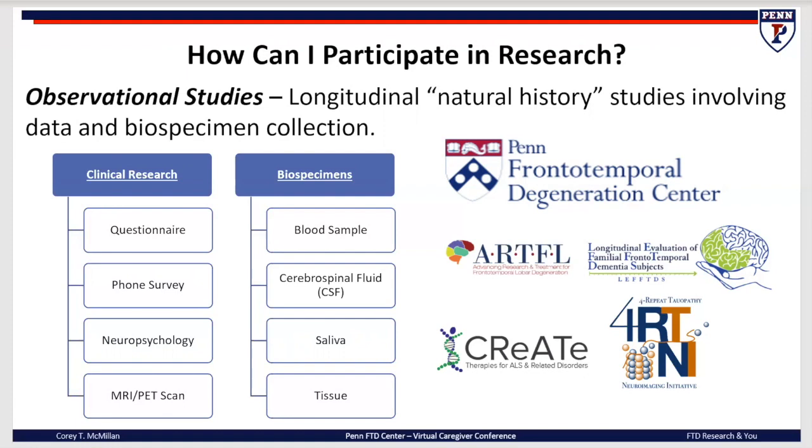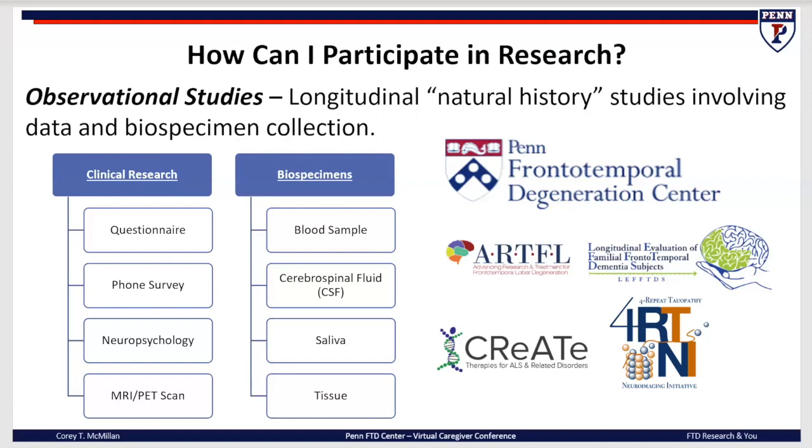So the clinical types of research that are often involved in observational studies could include questionnaires about behavior or experiences at home for patients and families, a survey that could be done over the phone or through a video chat, and neuropsychological testing. These are things that are often done similar to what's done in clinic, but looking at more exploratory tests to be more sensitive to some of the behavioral or language features of FTD.